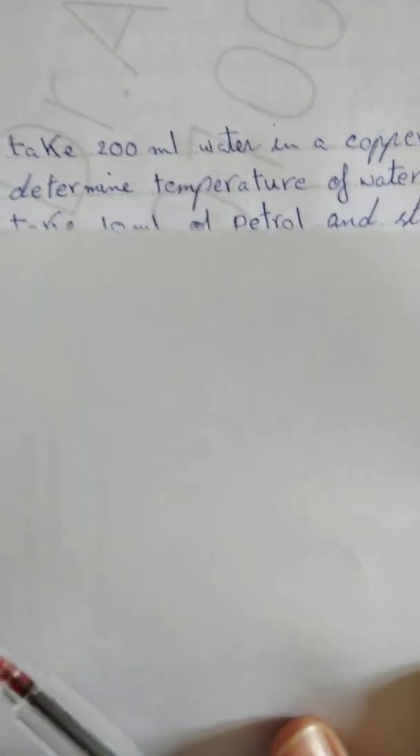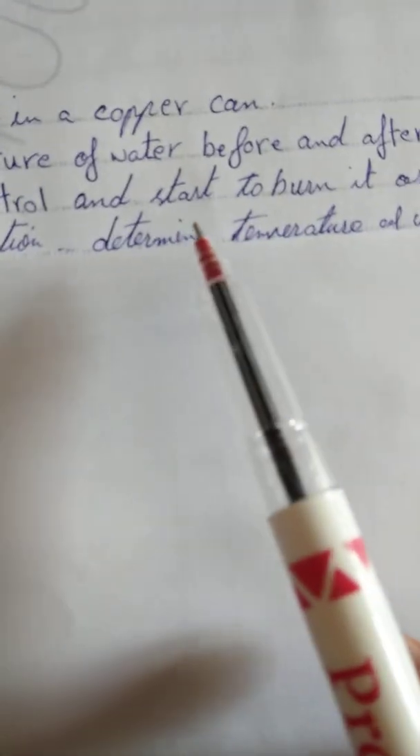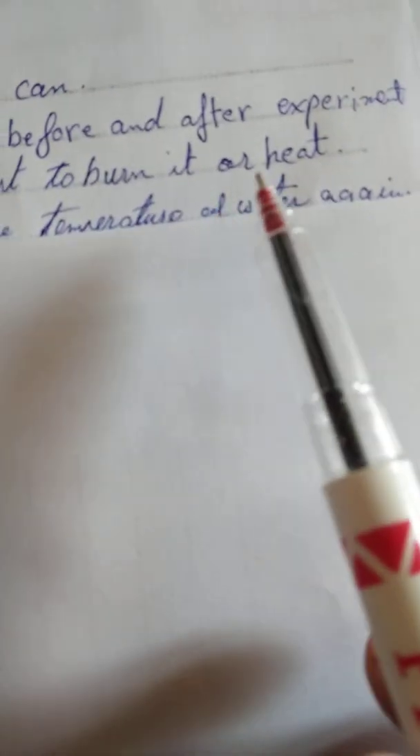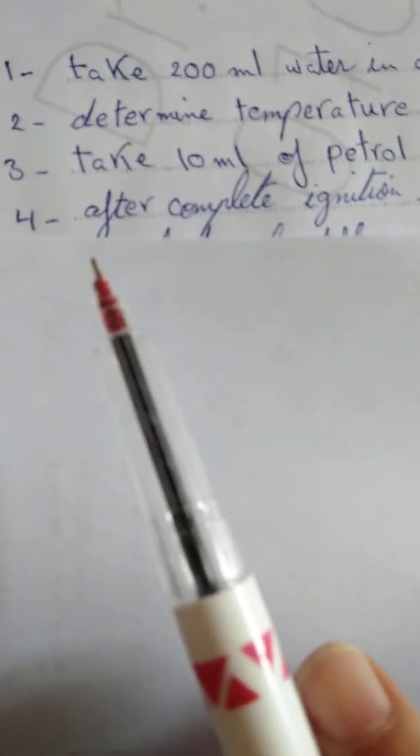Second, determine the temperature of water using the thermometer, of course, before and after the experiment. Third, take 10 ml of the first fuel, which is petrol, and start to burn it using your flame. Fourth, after complete ignition, when it is completely finished, determine the temperature of water once again. Calculate the difference in temperature of water before and after the ignition of the fuel. Write it down, of course.